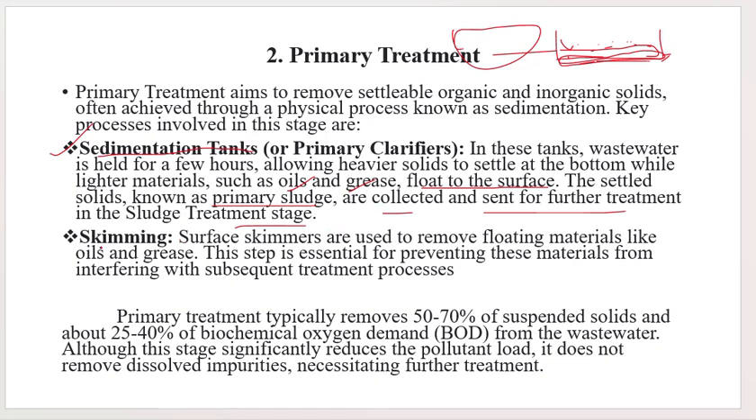Okay. Then another stage is skimming. What does this skimming do? They are surface skimmers. For what purpose are they used? They are used to remove oil and grease, which float on the surface of the water. Through the skimming process, that grease and oil will be removed. This step is essential for preventing these materials from interfering with subsequent treatment processes. So please remember this point.